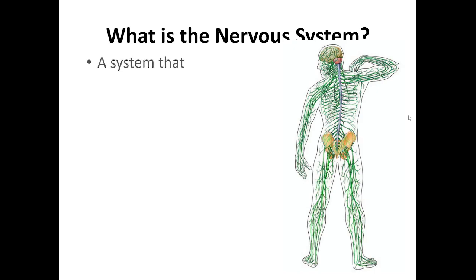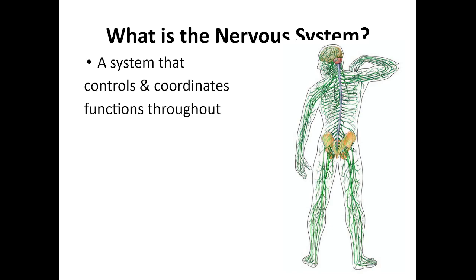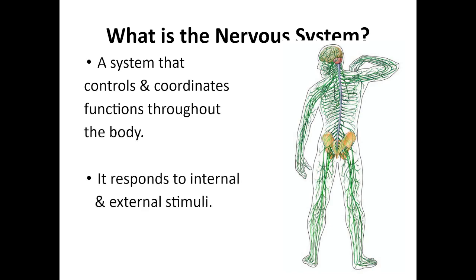What is the nervous system? It's a system that controls and coordinates functions throughout the body. It responds to internal and external stimuli.